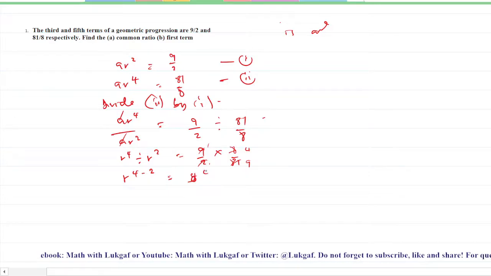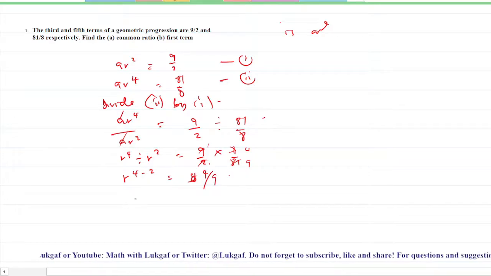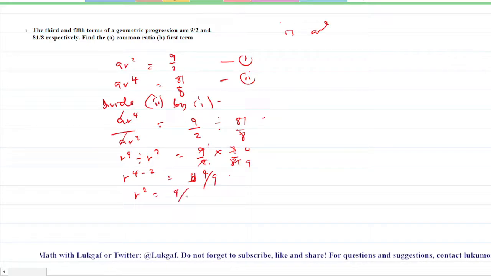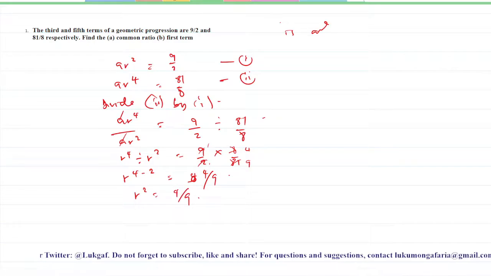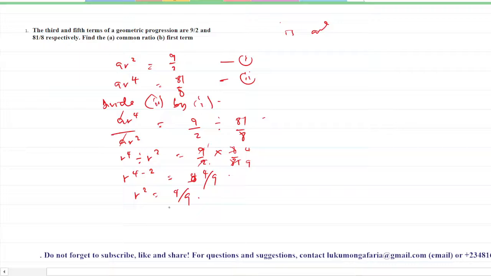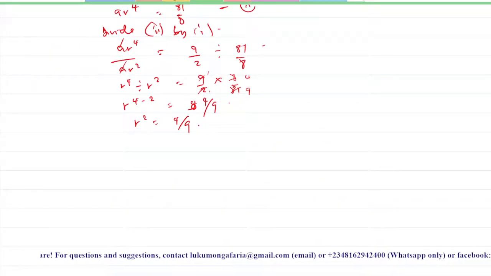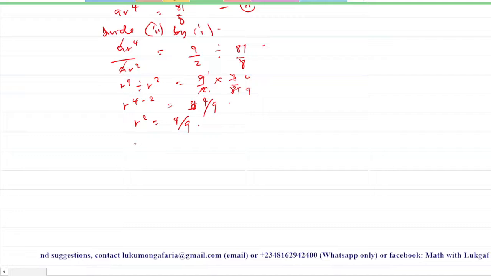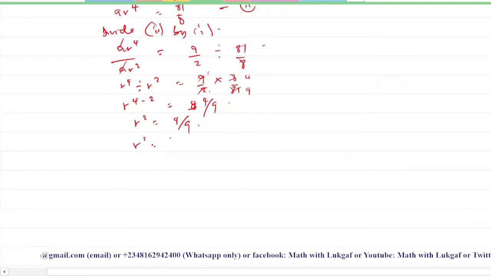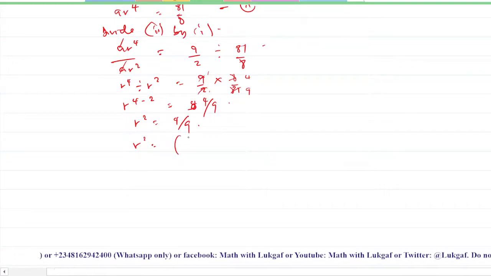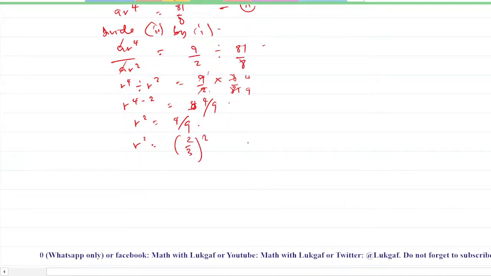Let me write this very well. 4 divided by 9. So that will give you r squared is equal to 4 divided by 9. It means, what is such a number you are going to multiply by itself 2 times to give you 4 divided by 9? So you can take the square root, or you can rewrite this as 2 divided by 3 everything squared.